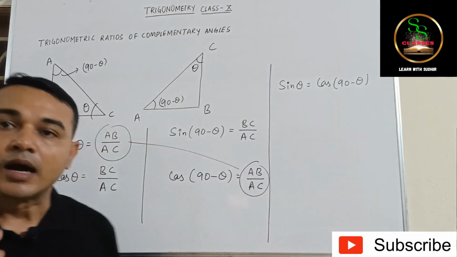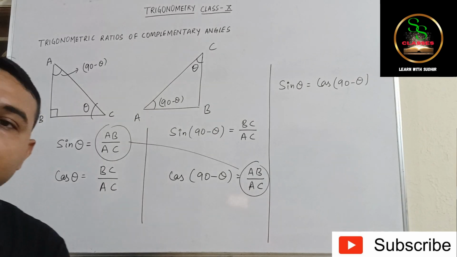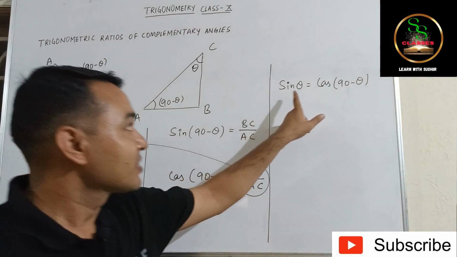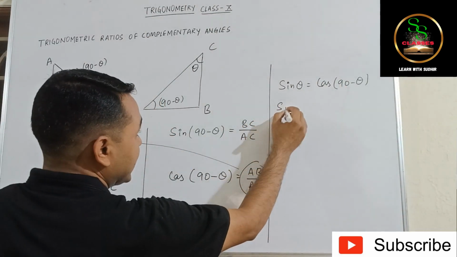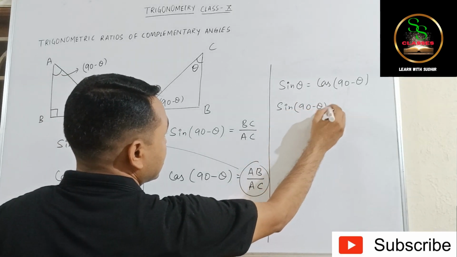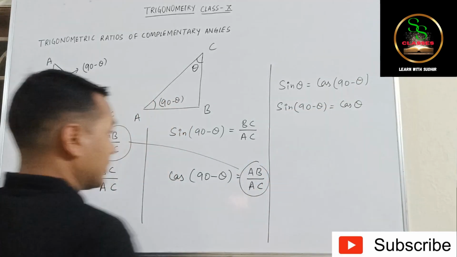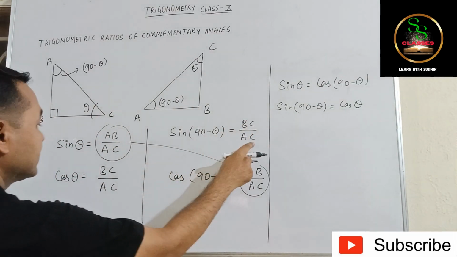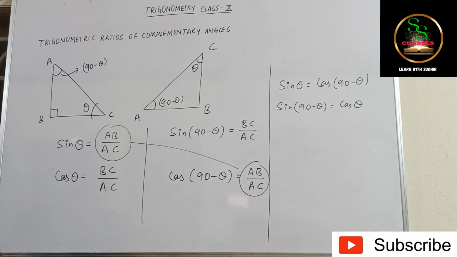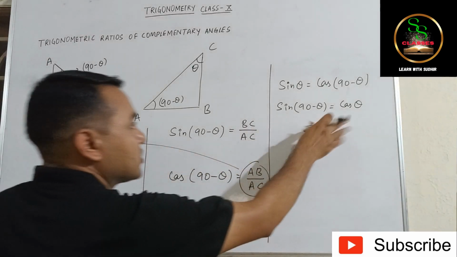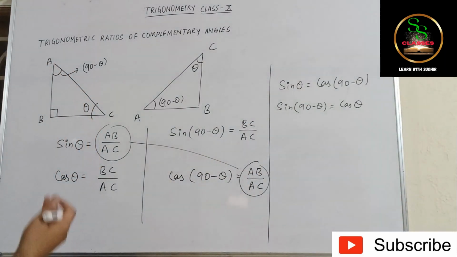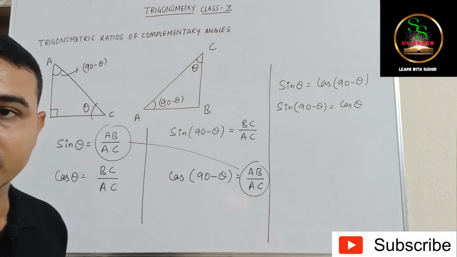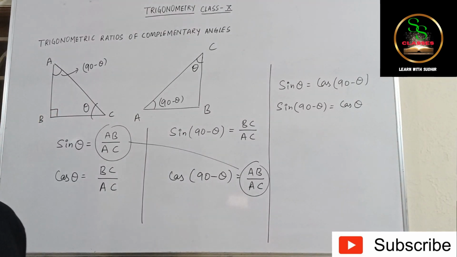So basically kids, in school this is given to us as a formula, or told to us, that sin theta is cos 90 minus theta, and we can say sin 90 minus theta is cos theta. Sin 90 minus theta is BC by AC, and BC by AC is cos theta. So we can say sin 90 minus theta is cos theta, right? So this formula becomes like that, and this is called trigonometric ratios of complementary angles. I hope it is clear to all. Okay, so pause and note it down, let's move on to the next topic.